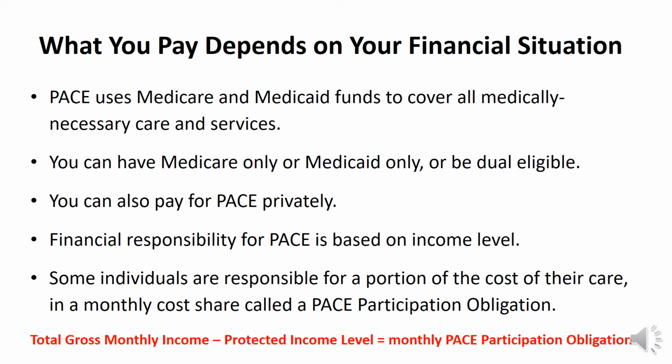And again, it will be that same calculation we used for HCBS, or Home and Community-Based Services, which is total gross monthly income minus the protected income level of $1,177 equals the monthly cost share for this program, or the monthly PACE participation obligation.